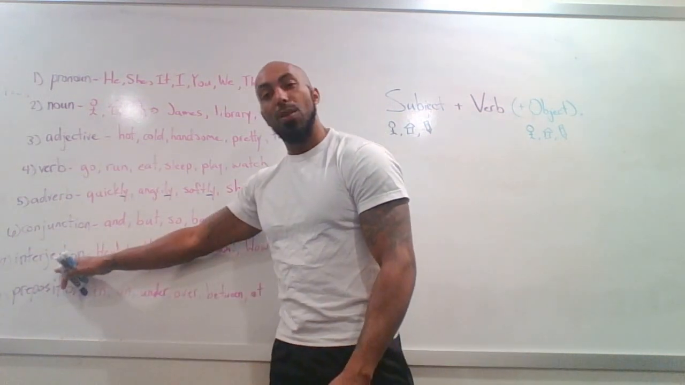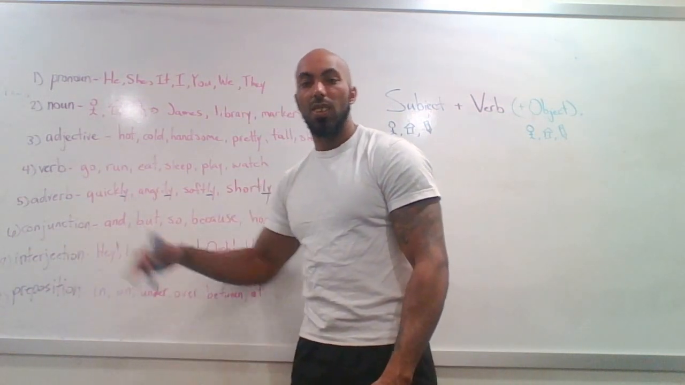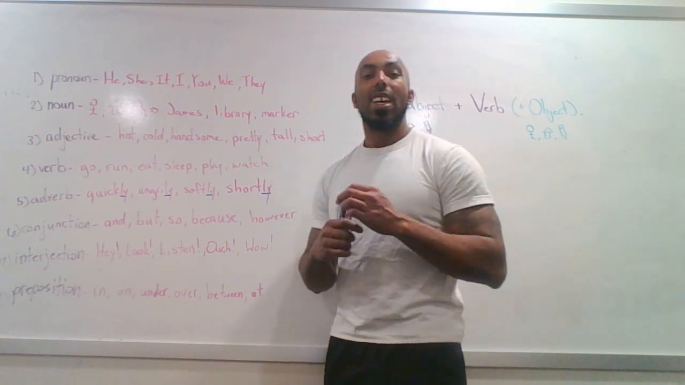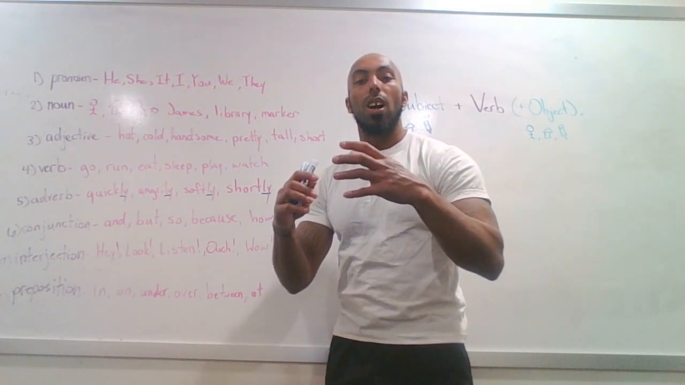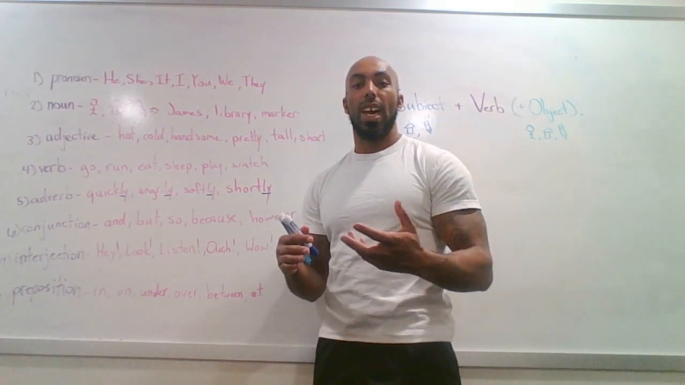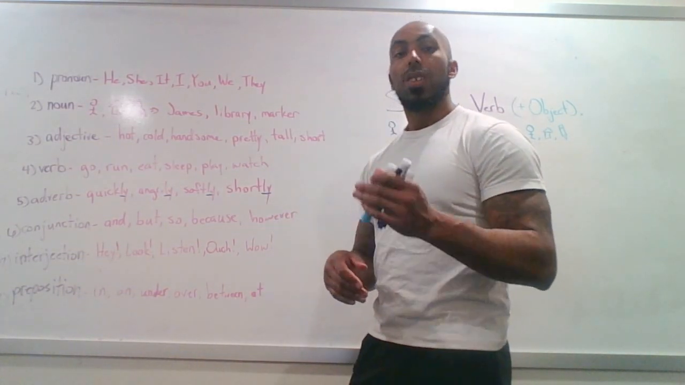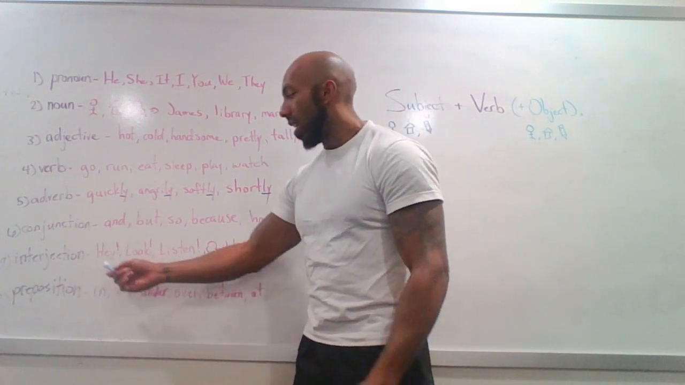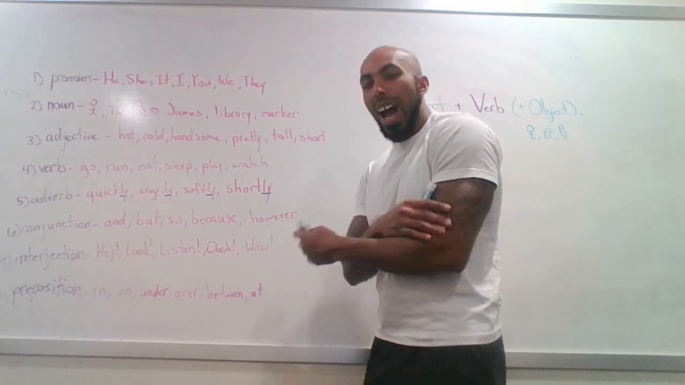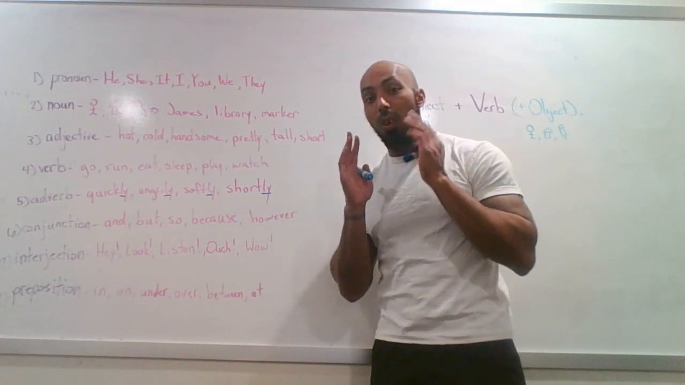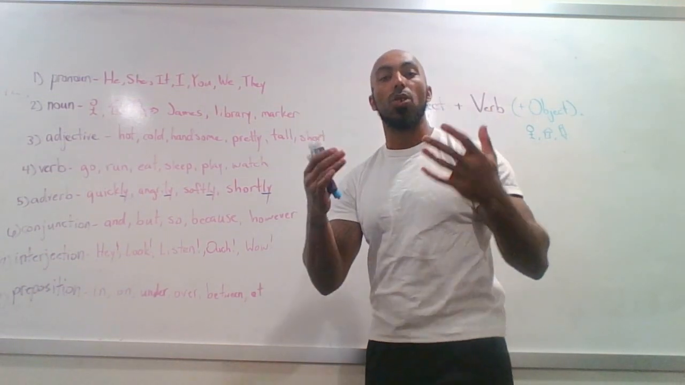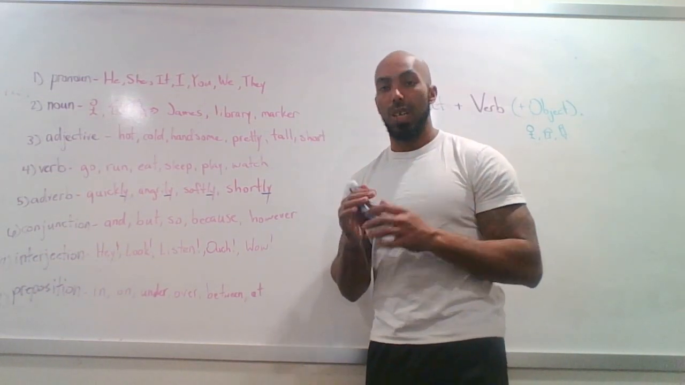Number 7, we have what's called an interjection. Now, what an interjection does in a sentence is gives you a feeling of what emotion the person has when they're speaking. So some examples of interjections can be hey, look, listen, ouch, or wow. Those are all interjections because they show us what kind of emotion a person has when they're speaking.